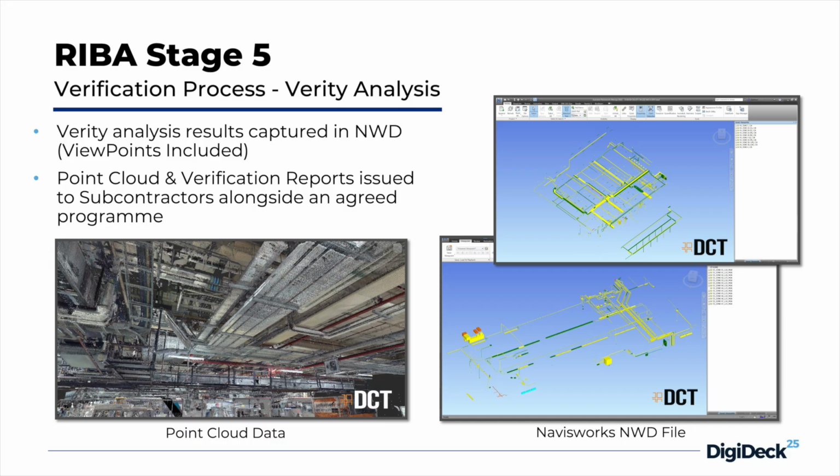Those reports, with the point clouds of course, are issued to the GC and subcontractors. When it comes to the discrepancies of the elements, the result of this analysis is actually an NWD file, which means that inside the Navisworks file you have viewpoints. You have viewpoints that specify each specific element that needs to be adjusted. So actually the software does all the work for you.